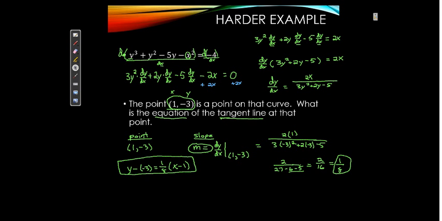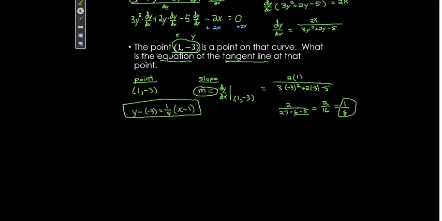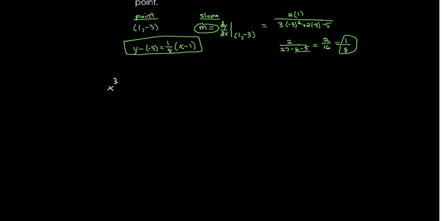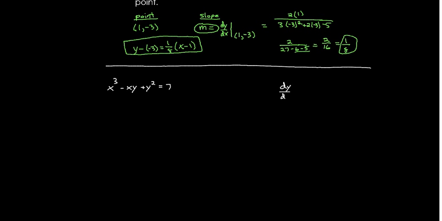Alright, one more I want to go over. A little bit harder than that one. So we're just going to do the implicit differentiation here. So, our last equation here is x cubed minus xy plus y squared equals 7. There we are. And we want to find dy dx. What is the derivative of y with respect to x?